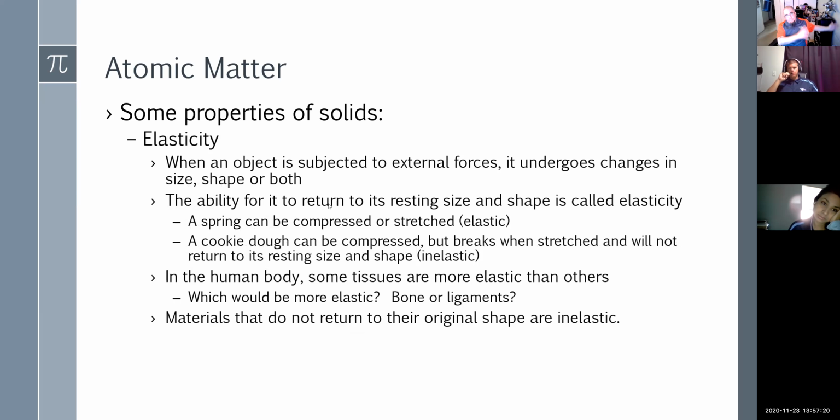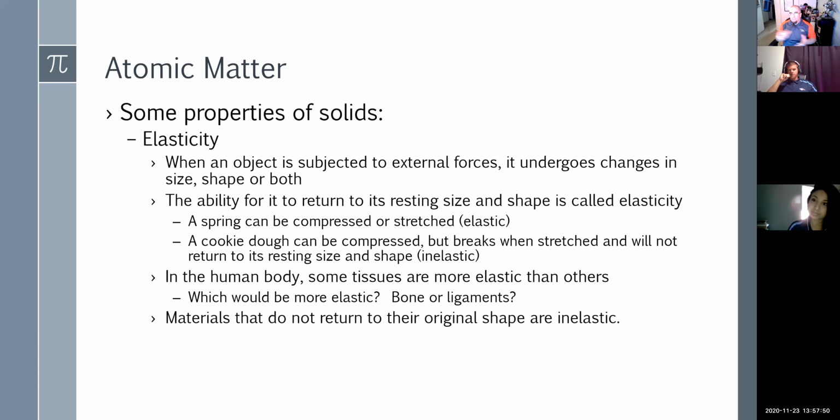So moving from that property of density in solids into elasticity of solids, right? Elasticity we often think of as the ability to stretch, right? I don't have a rubber band here, do I? No, I don't. The ability for something to pull apart, right? Really, elasticity means that if we pull it apart, it returns to its original shape. So it's the ability to return to its resting size that is elasticity, right?